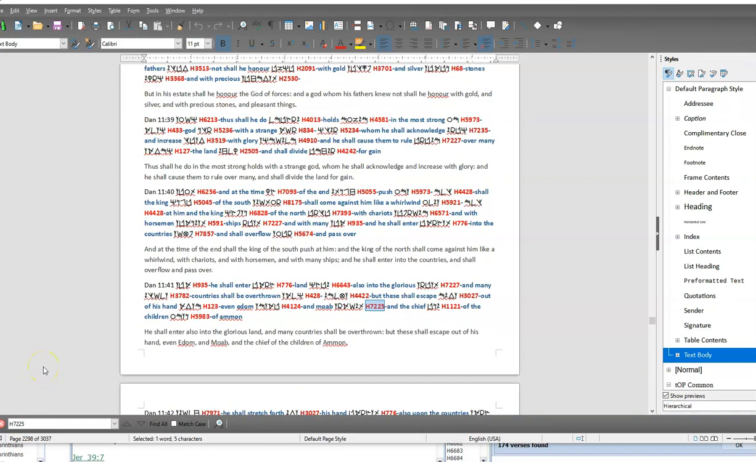And how about Daniel 11:41? He shall enter also into the glorious land, and many countries shall be overthrown. But these shall escape out of his hand, Edom and Moab, and the chief of the children of Ammon. How about Rashit Bani Omun? It sure isn't the first of the children of Ammon, not at this late date. It sure isn't the first. It's the finest. It's the best.